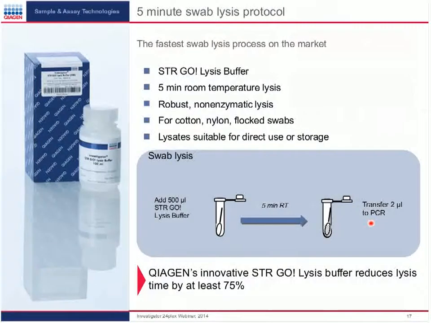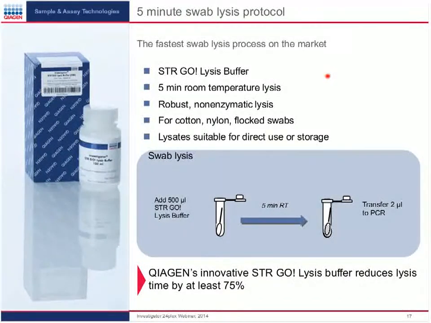This lysis protocol takes only 5 minutes at room temperature. It's a very robust non-enzymatic lysis. You can use it for different kinds of swabs: cotton, nylon, or flocked swabs. And what's also a very nice feature is you can use it to go directly forward to the PCR, or you can also store your swab lysate, for example, at minus 20 degrees, and use it for rerunning samples at a later time point.